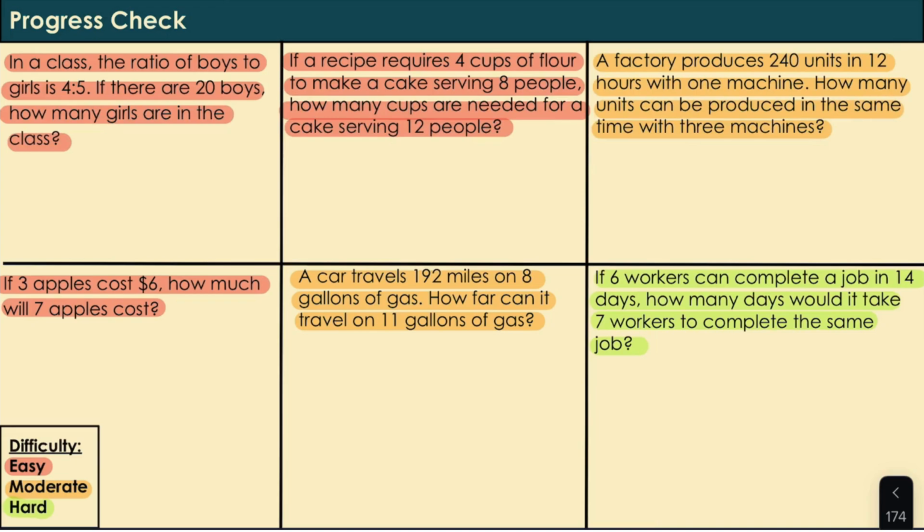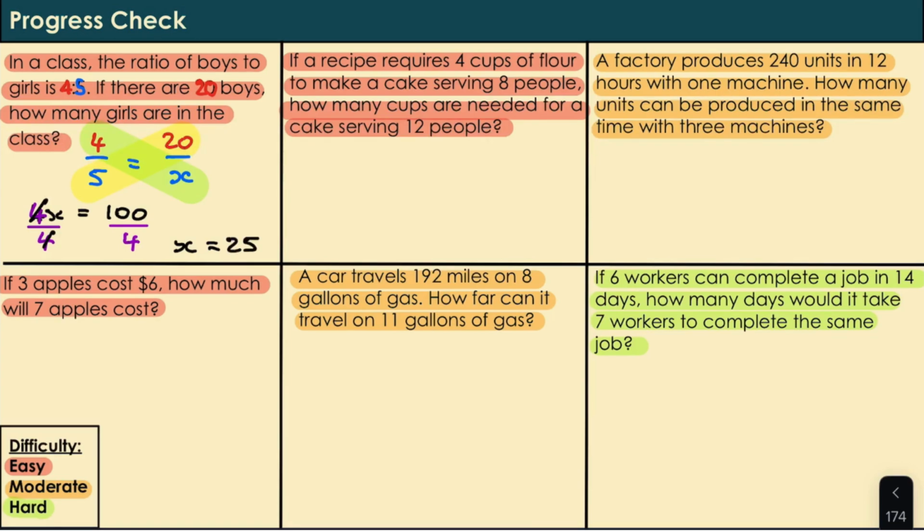Progress check. Have a go yourself, then check your answers with mine. First example, our first ratio, 4 over 5, is equal to 20 over x. Cross multiply. Coefficient of x is 4. We divide by 4 on both sides. 4's cancel. X comes down. X is equal to 100 divided by 4, which is 25.